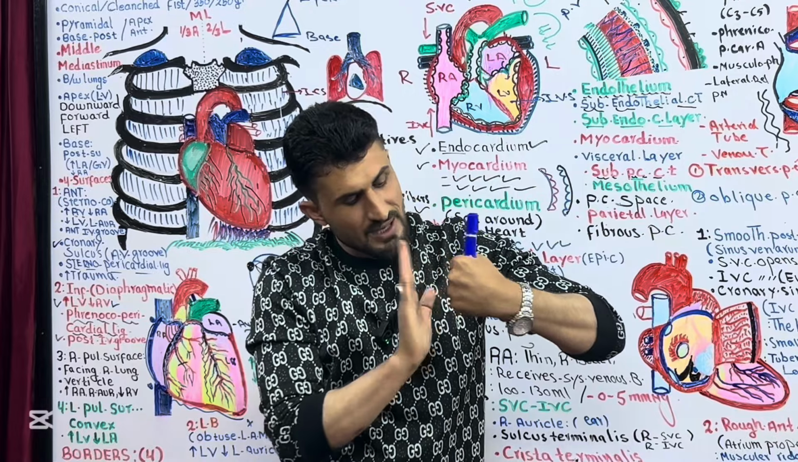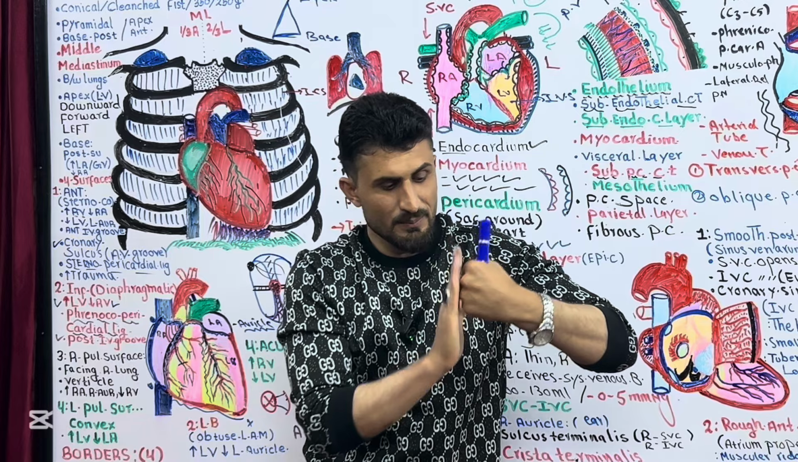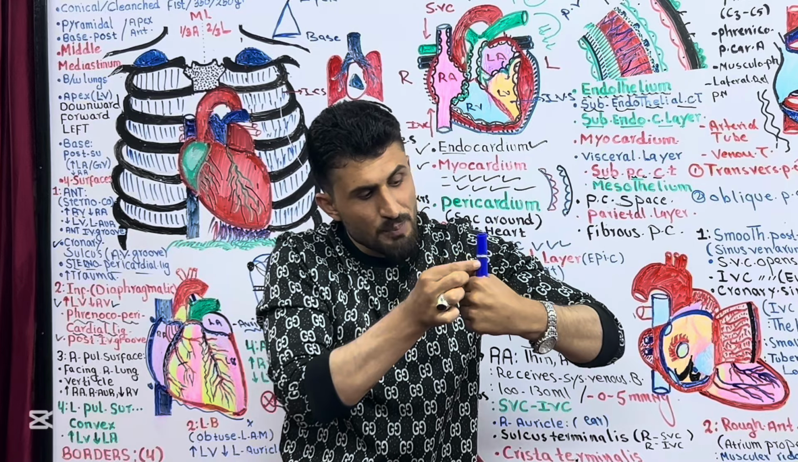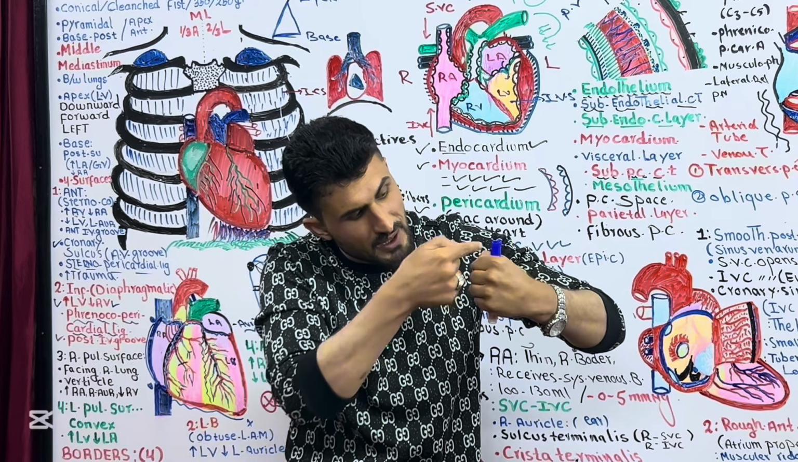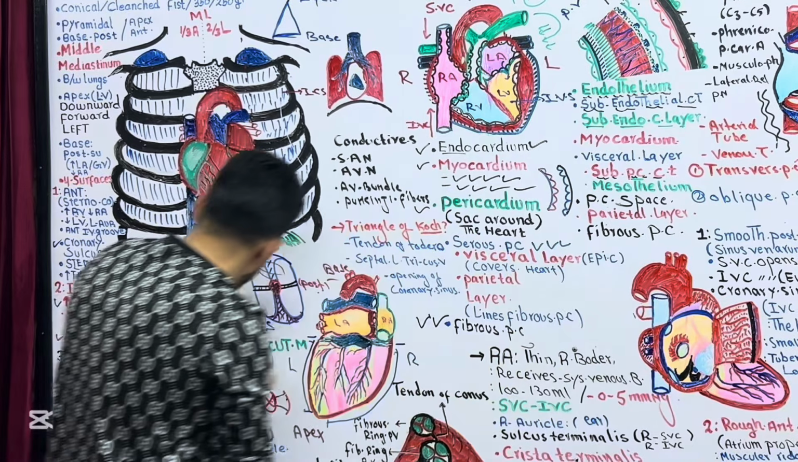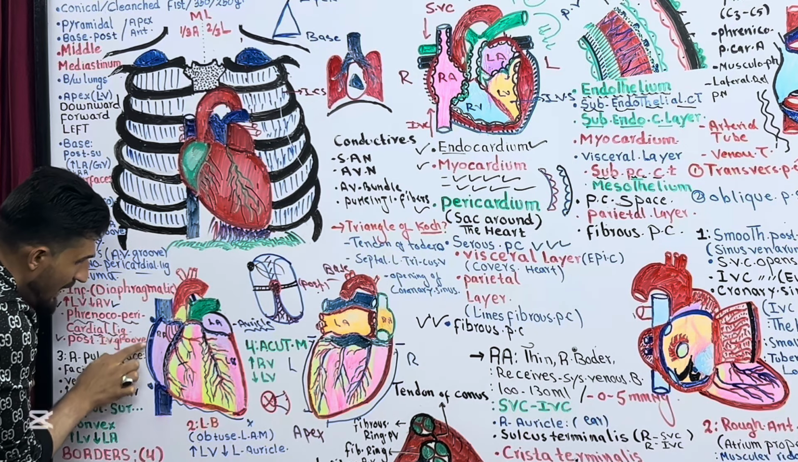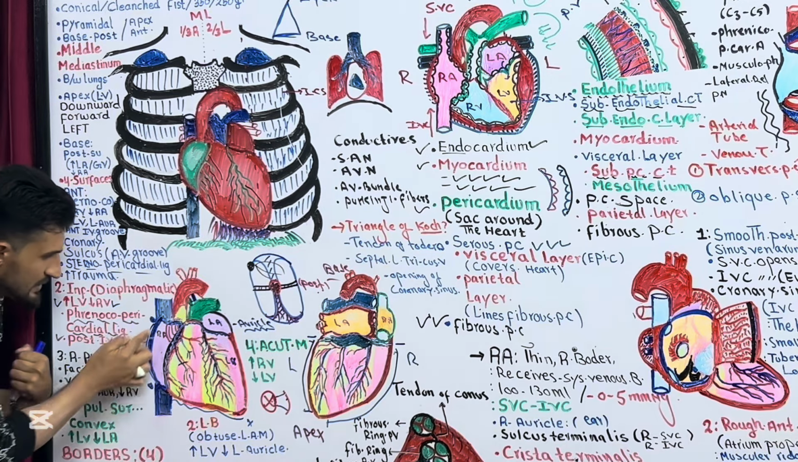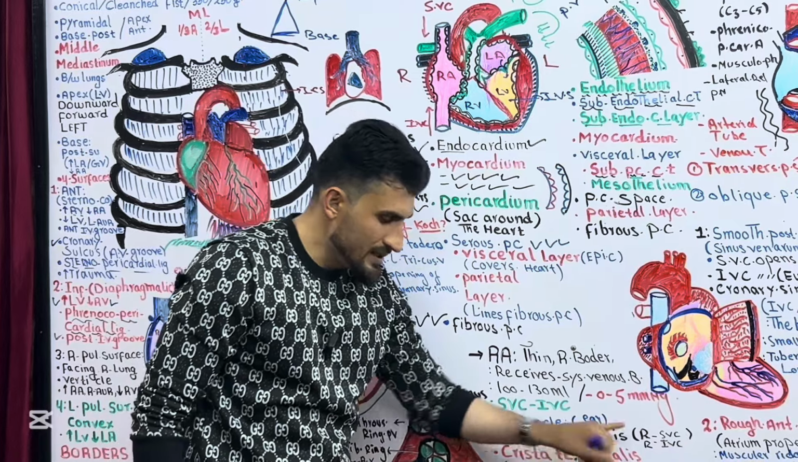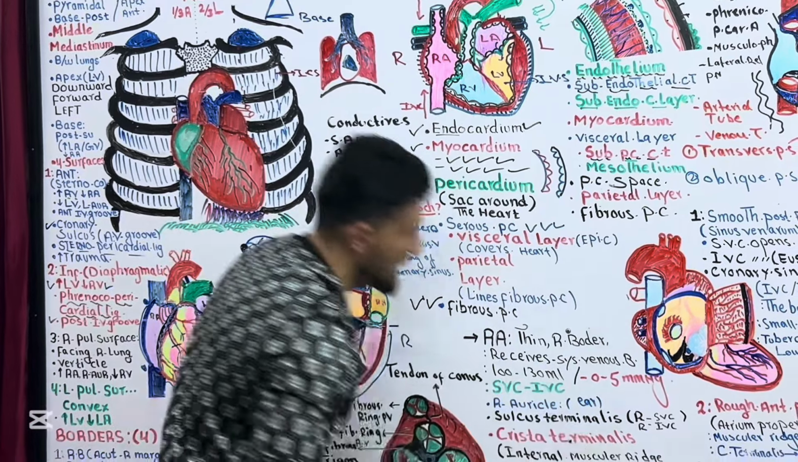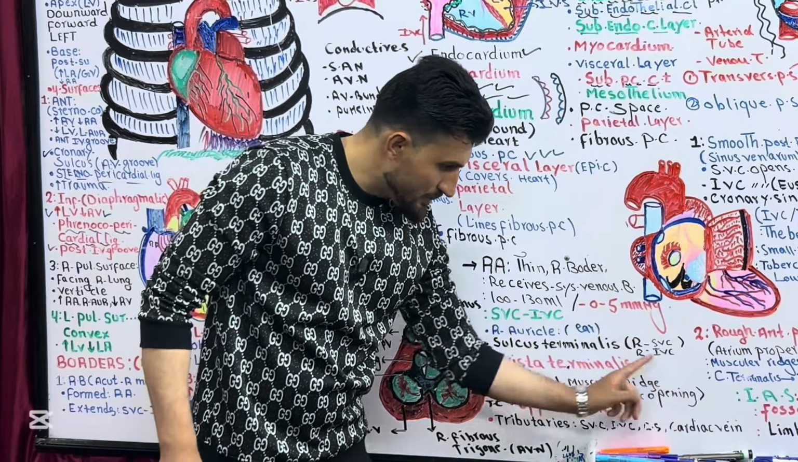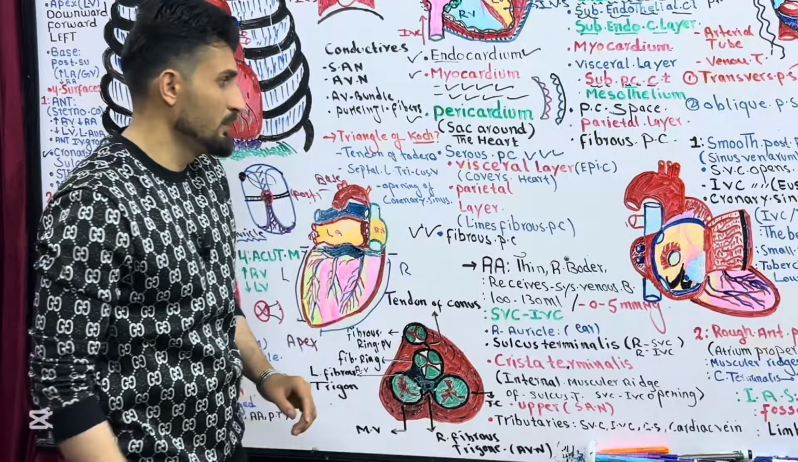From the outside, in this anterior part, we have a groove from the superior vena cava up to the inferior vena cava. This groove is called the sulcus terminalis, which extends from the right part of the superior vena cava up to the right part of the inferior vena cava. This is very important.